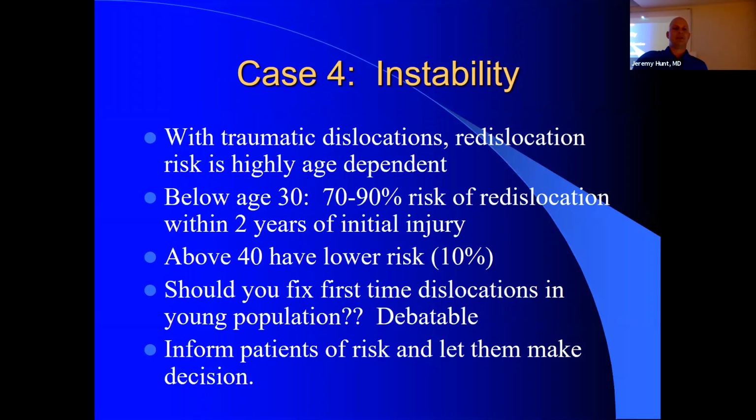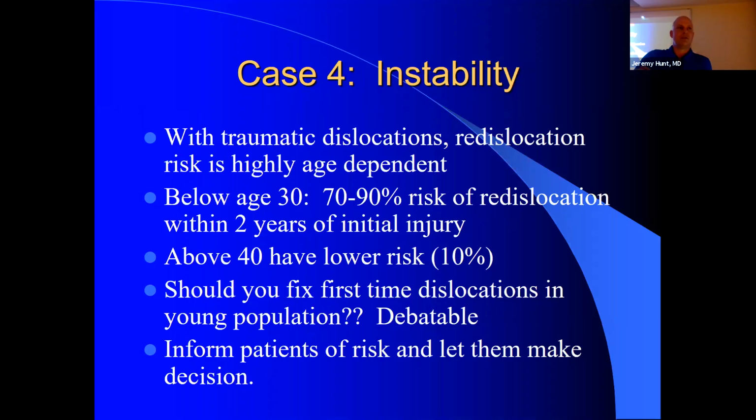So traumatic dislocation, the redislocation risk is really highly age dependent, and a lot of that's due to the activities people are involved in. Below the age of 30, really high chance of redislocation within 2 years of your initial injury. If you're above 40, that risk is almost flipped. So I tend to tell people, the worst case scenario, say 90% chance it comes out in the next 2 years. If you're over 40, it's only 10% it comes out in the next 2 years. So those are easy numbers to remember.